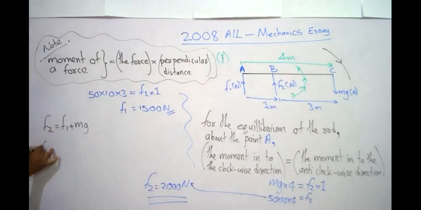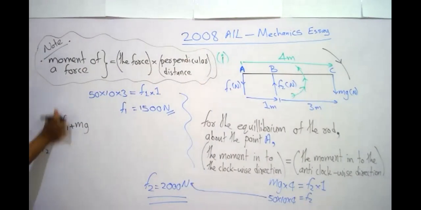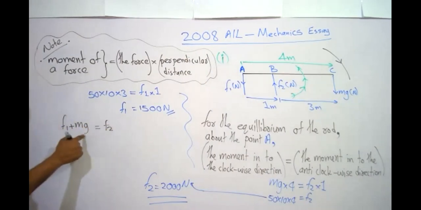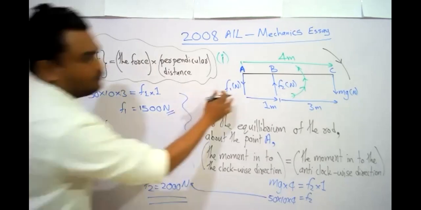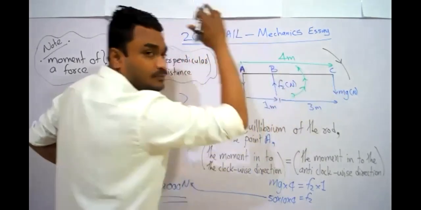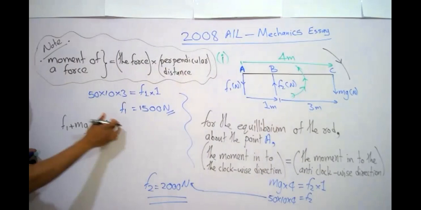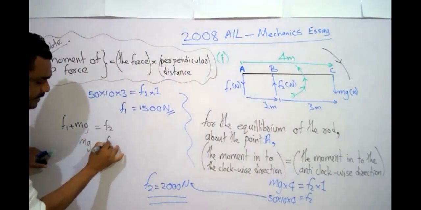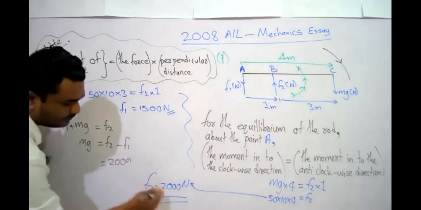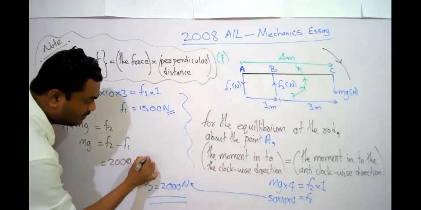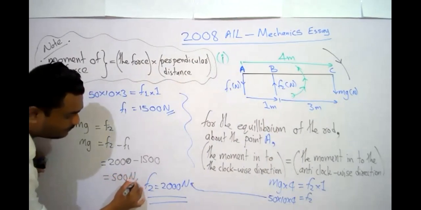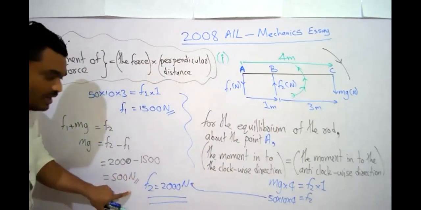So let me take F1 to this side. Downward forces are F1 and mg, F2 acting upward. The summation of the downward forces equals the upward force. Then let me take F1 to the other side. So mg equals F2 minus F1. F2 is 2000, F1 is 1500. So 2000 minus 1500 means 500 Newton, correct? Right, m is 50, g is 10, 500. So our answer is correct.